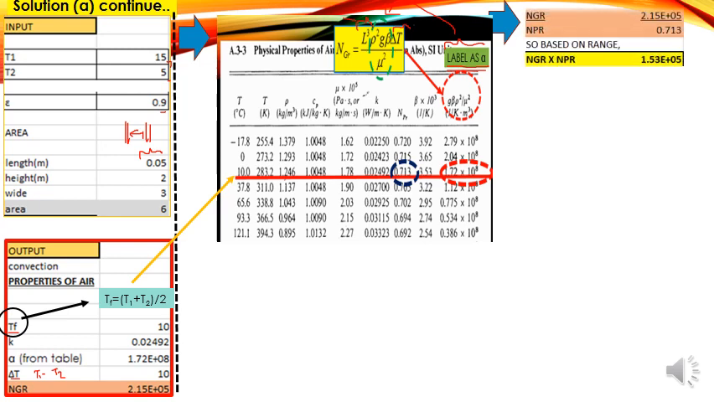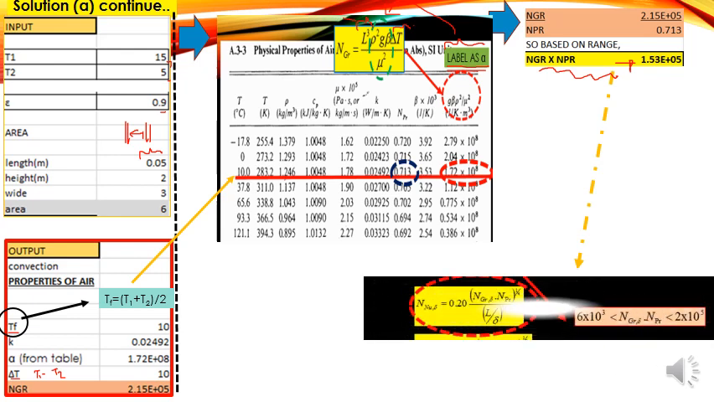And after we get the Grashof number and also the NPR from the table, then we can get the number which is the Grashof times NPR number. This is a very important parameter, where this parameter will be used to get the correct range of the formula to calculate the HC in this case. Okay, so based on this number and also the table that I showed you before, the Grashof number lies between this range, so we can use this formula.